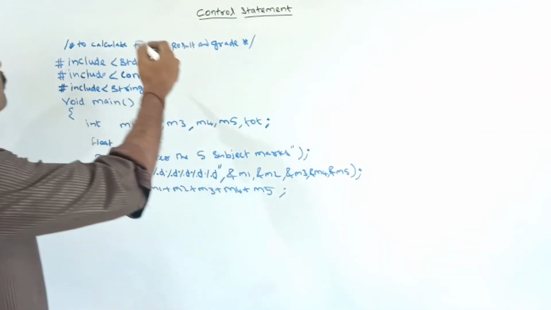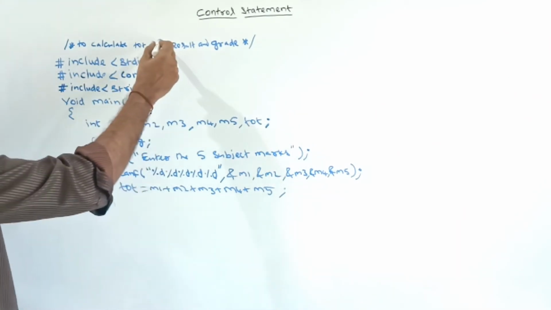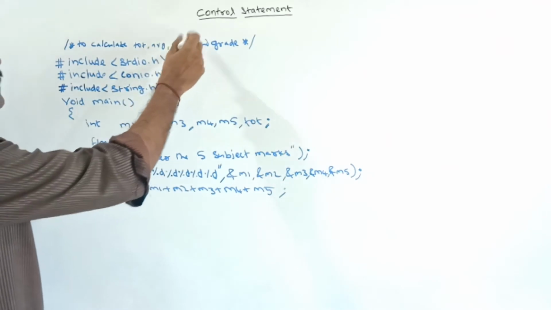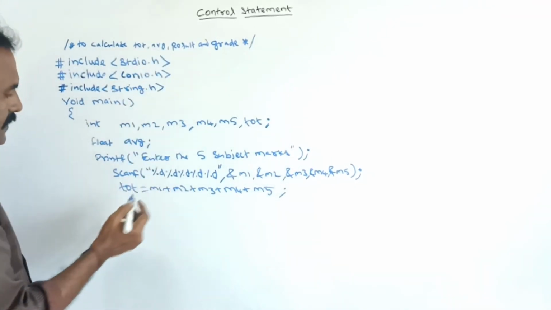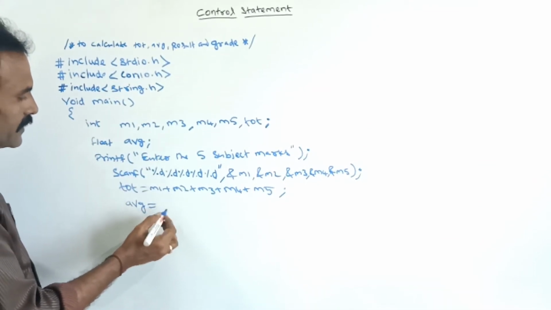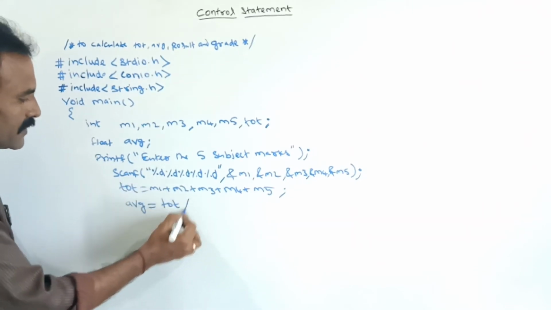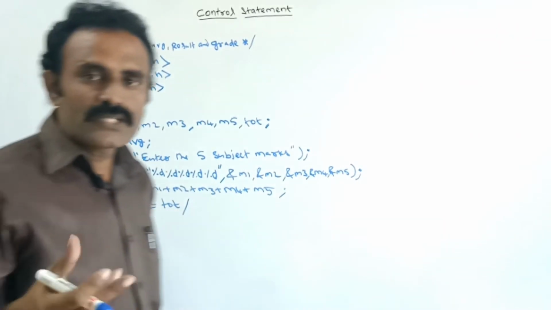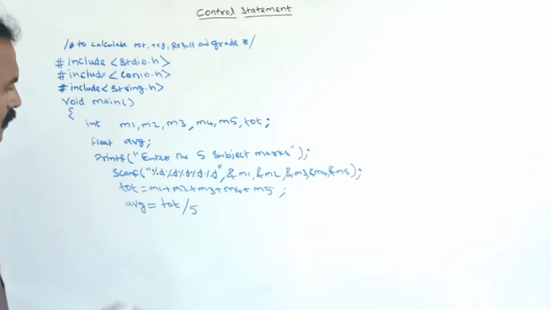Now first I have calculated the total. Now I want to find the average, result and grade. Next I need to find the average. So average mark is equal to the total mark, that is total subject mark, divided by total subjects. How many subjects? 5. So divided by 5.